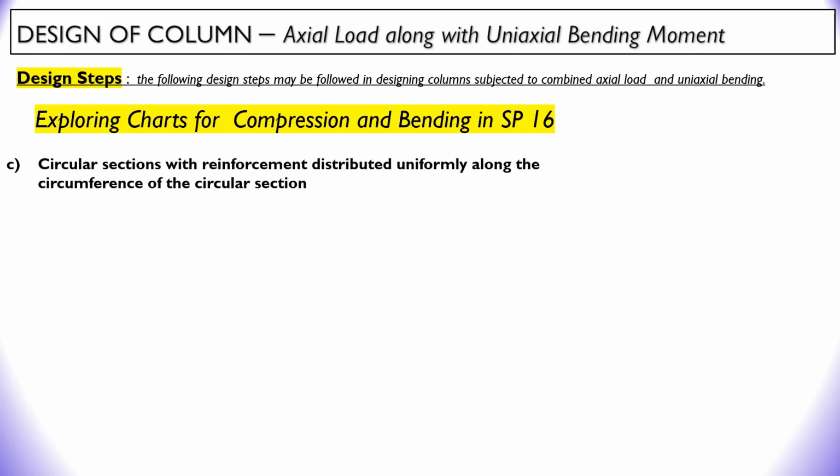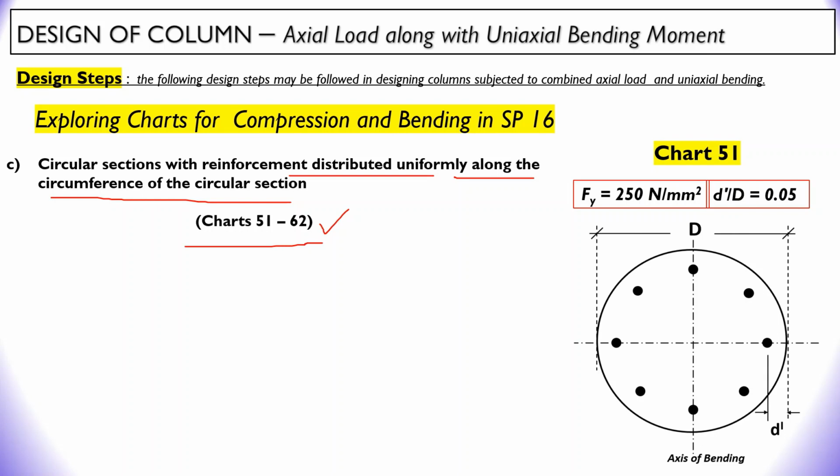Now, when we have to design a circular type of section with the reinforcement equally distributed or uniformly distributed along the circumference of the circular section, then the charts which are applicable in case of circular section are charts number 51 to 62. And let us understand how these charts are applicable.